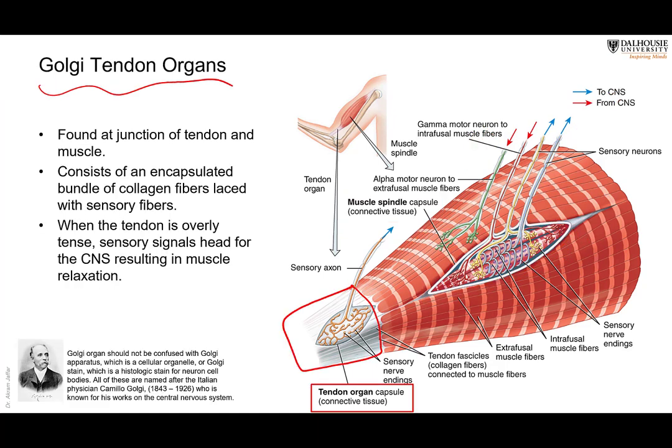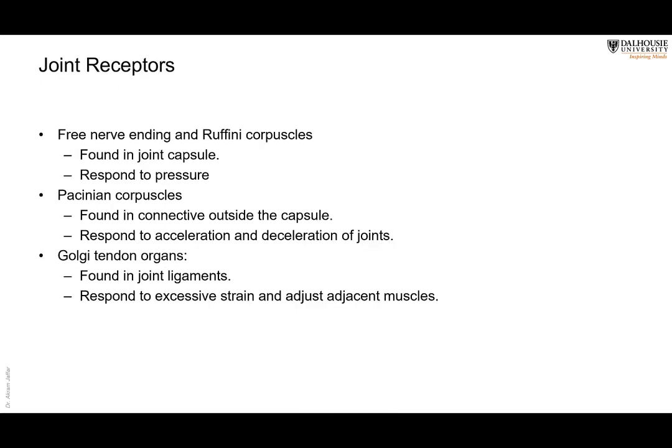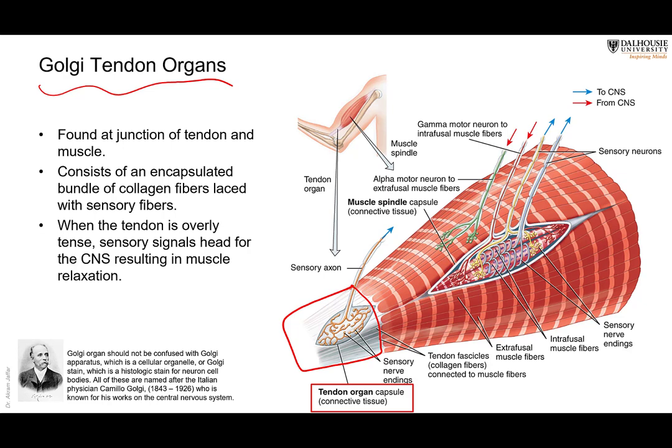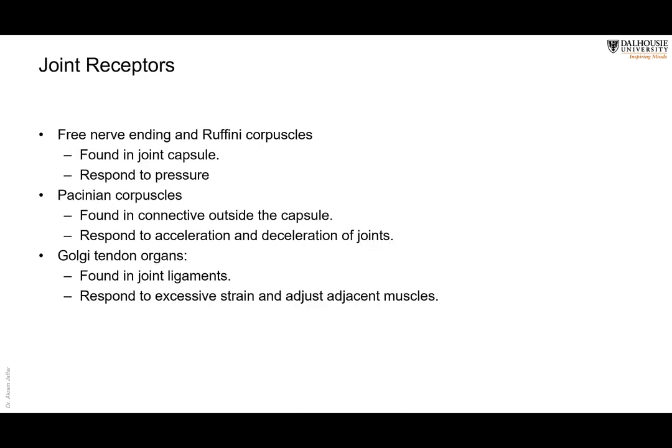It's not only when you hit on the tendon that you elicit the jerk. Then we have similar receptors in the joints, either free nerve endings or Ruffini corpuscles. They are present in the capsule of the joint, or some of them are present in the ligaments inside the joint, like the Golgi tendon organ.